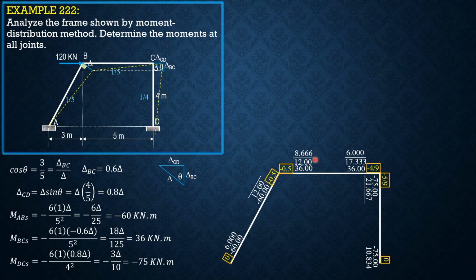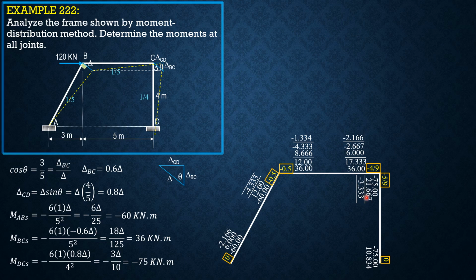So 8.666 times negative 0.5 is negative 4.333. This is also negative 4.333. And 6 times negative 4 over 9, negative 2.667. 6 times negative 5 over 9 is negative 3.333. Then 0, 0. Carry over, so 0 here. Half of negative 4.333 is negative 2.166. Half of negative 2.667 is negative 1.334. Half of negative 4.333 is negative 2.1667.